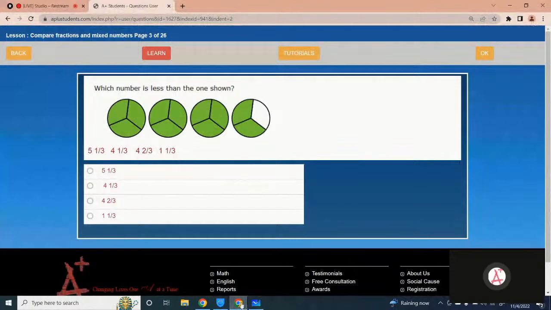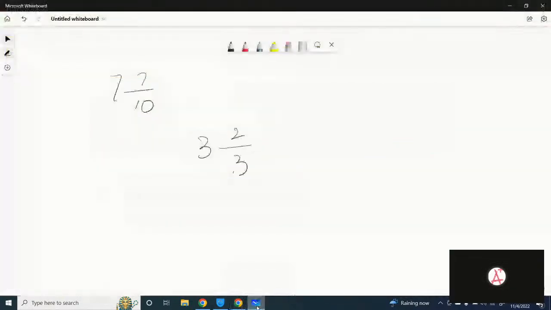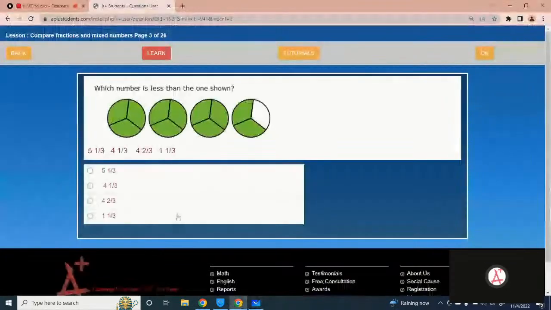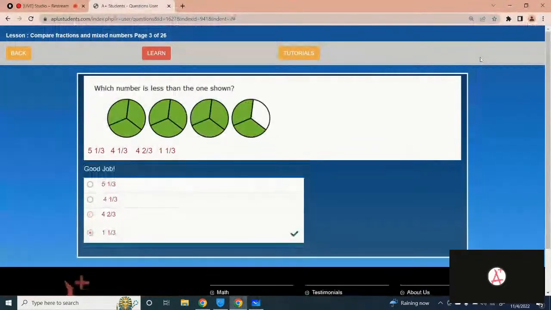The less one is 1 whole 1 over 3. The only fraction that is less is 1 whole 1 over 3. Got it? You have to find the one that is less. The one that is shown here is 3 whole 2 over 3. Got it? So you have to find the one that is less than 3 whole 2 over 3. So the less one is 1 whole 1 over 3. Got it? Just select the correct option and click on the OK button.